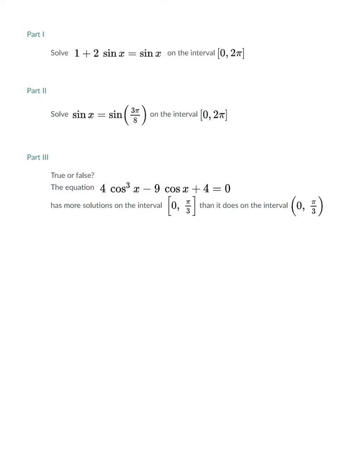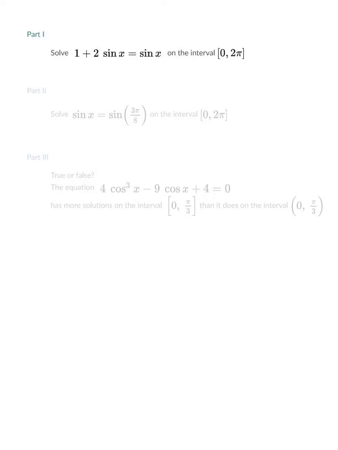This problem has three separate unrelated parts. Let's start with part one. Here's the equation. To solve this equation, I subtracted sine x from both sides and then isolated the trigonometric function.